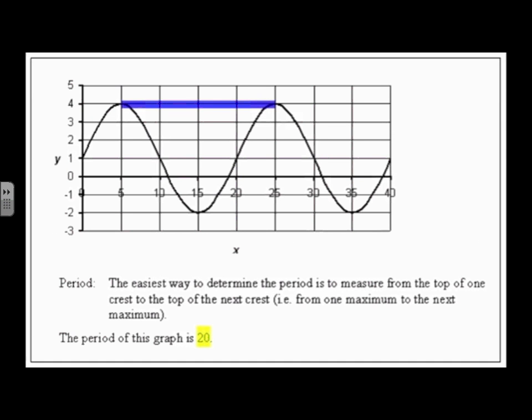As previously mentioned, the easiest way to determine the period is to measure from the top of one crest to the top of the next crest, from one maximum to the next maximum. Trying to illustrate this with the blue line that's shown. So we start at a maximum at 5, and we go to our next maximum at 25. We covered a horizontal distance of 20, so 20 is our period.